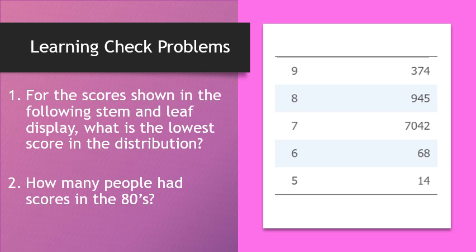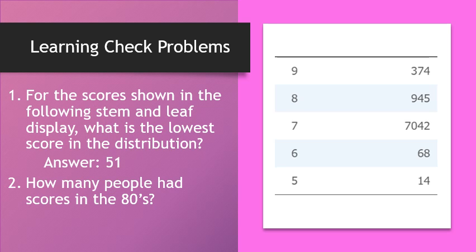So for the scores shown in the following stem and leaf display, what's the lowest score in the distribution? Well, this stem and leaf display ranges from the 90s down to the 50s. So the 50s, of course, would be lower. So we'd start with the 5 in the stem. Let's look at the leaf. Which would be the lowest number in the leaf? Well, 1 would be lower than 4. So 51 would be the lowest score in this distribution set.